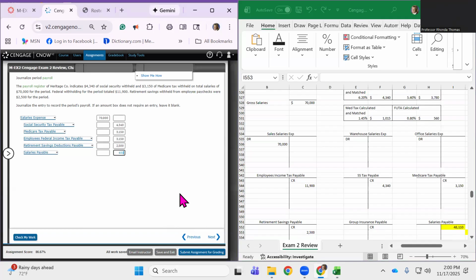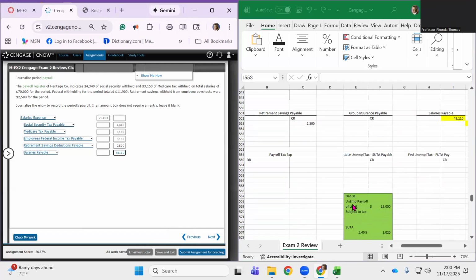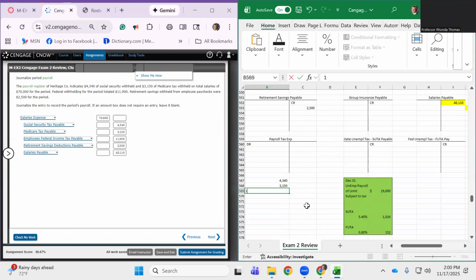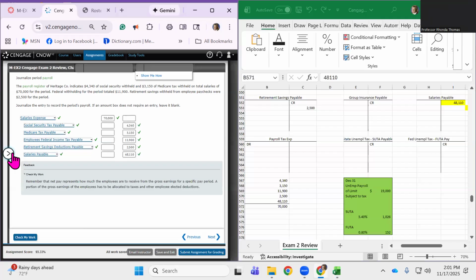So I got 48,110. Okay, now just for fun, so it doesn't get any weirder, I'm going to add it up. That's not the Medicare income tax, that's not the employees. Employees is $11,900. There we go. Okay, 11,900, 2,500, 48,110. So let me see what that comes to. Yep, it comes to 70,000. Hey, there we go. So check your work once in a while. It's worth it. Okay, I think that's it.